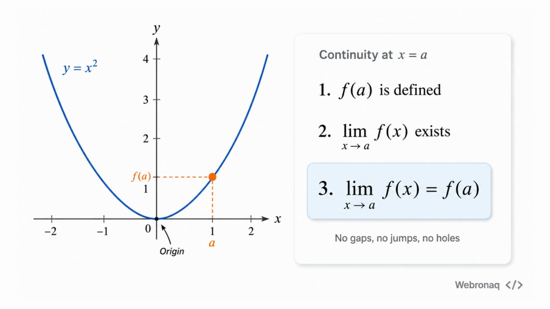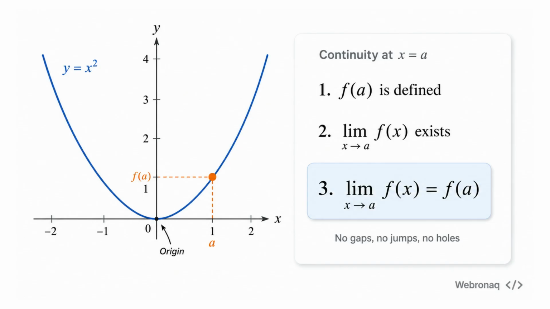Continuity is the idea that a function has no interruptions. Intuitively, you can trace the graph without lifting your pencil, but the formal definition is what gives that intuition real power. A function f is continuous at a point x equals a when three conditions hold. First, f of a is actually defined. Second, the limit of f of x as x approaches a exists. Third, and most importantly, that limit equals f of a. The function value and the limit value must agree.